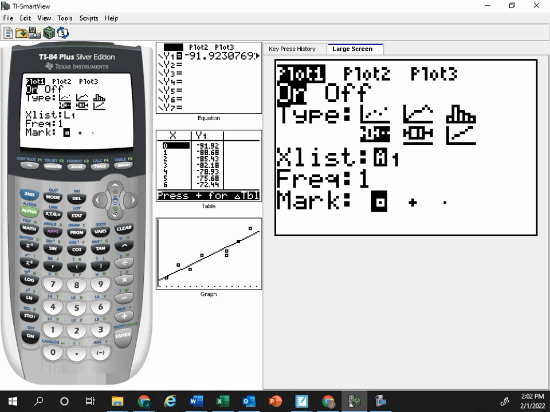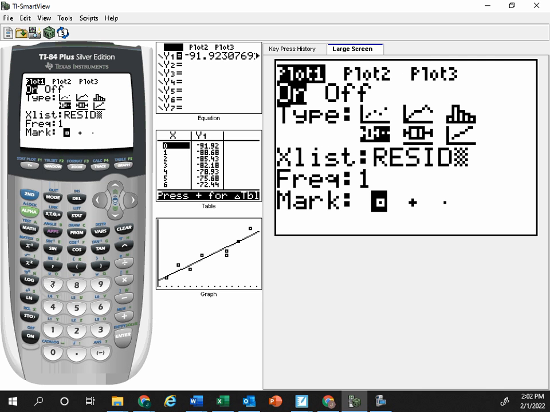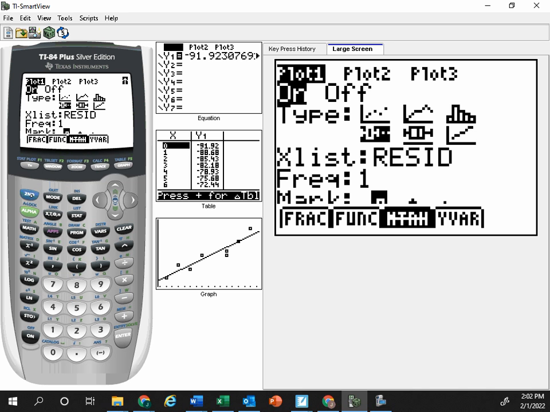Okay. Now what we're making the box plot of, we're not making it of just the list of heights or weights. We're making it of the residuals. Because we're trying to figure out, are any of the residuals, like the distance from that line of best fit, really far away? So we, in our X list, want to put the residuals. Do you remember how to get to it? Second stat, good. And then whatever number it is on your calculator. Then zoom 9, maybe.